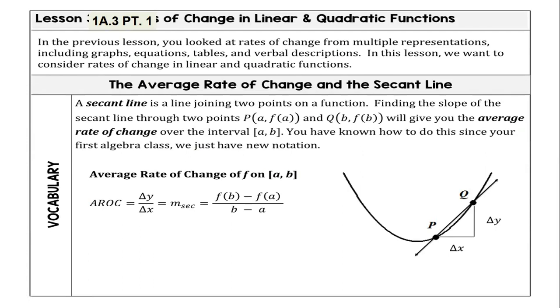A secant line is going to be a line joining 2 points on a function. A tangent line is going through 1 point on a function. However, a secant line is joining 2 points on the function. We're going to use the secant line to find the slope of the secant line using average rate of change over whatever that interval is. And you should be comfortable doing that by now, right?